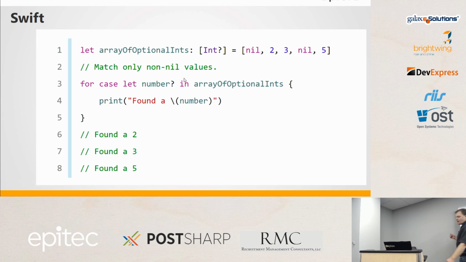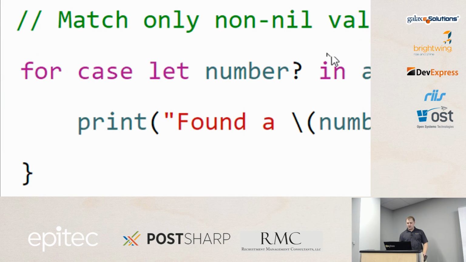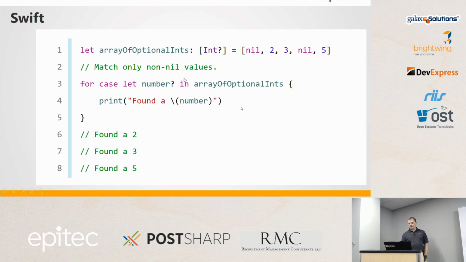In Swift, you can pattern match inside of your for statement. So let's say we have an array of optional ints, which if you've never done Swift before, optional ints are kind of like nullable ints. You have a variable that could either be an integer or null, except in Swift, instead of saying null, we say nil. So technically, we want to check for non-nil values. And what we're going to do is say for case let number question mark in array of optional ints print found a and then the number.